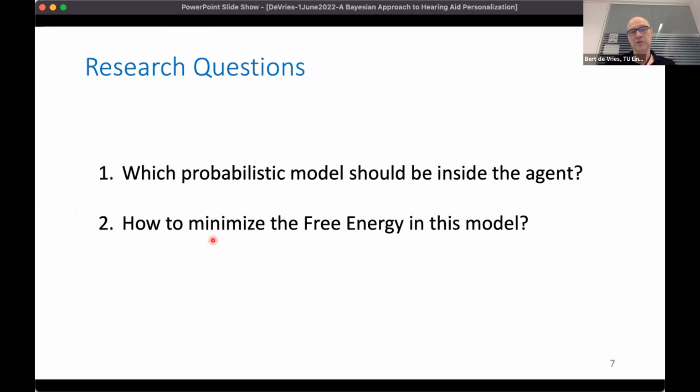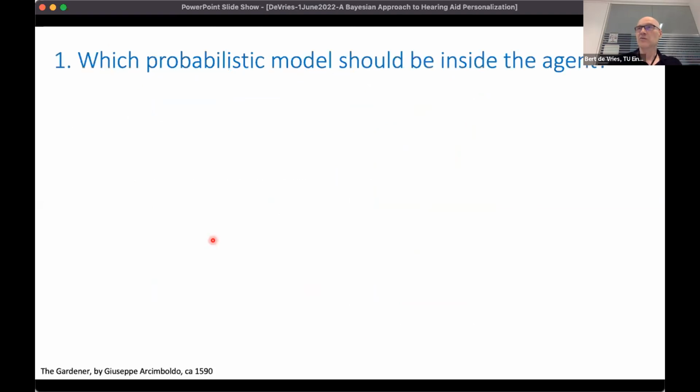Which probabilistic model should be inside the agent? Once I put the model inside the agent, how do I minimize the free energy? And again, we looked at how the brain does it. And so what's inside the brain, right?